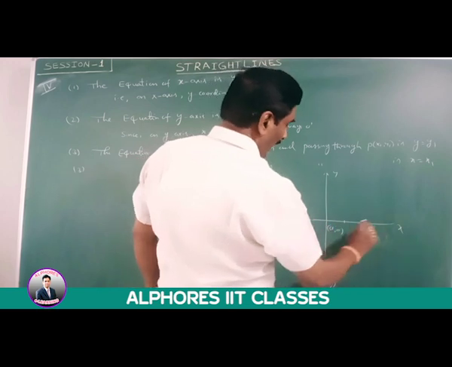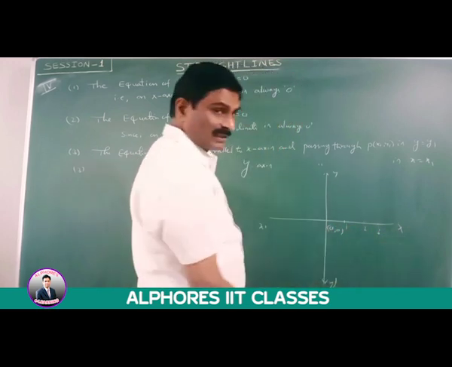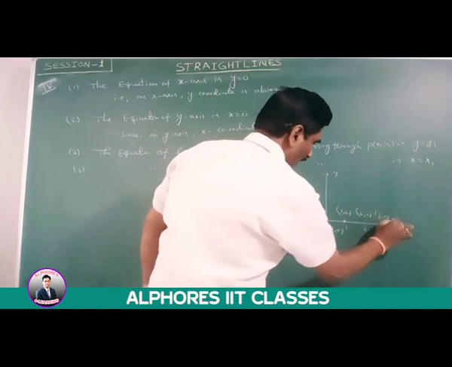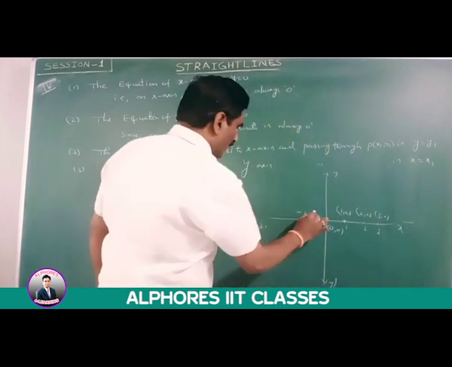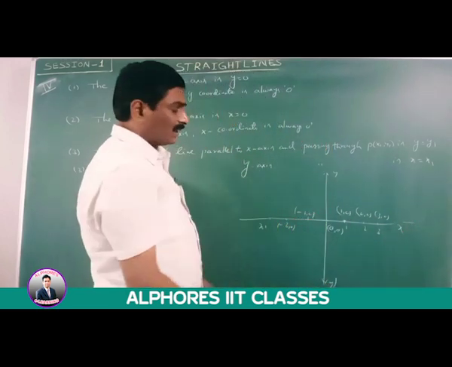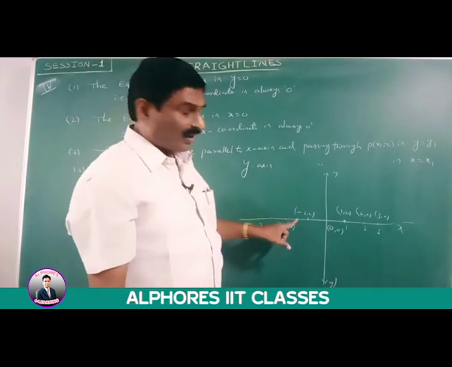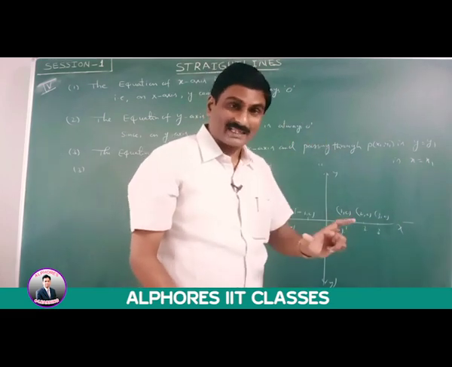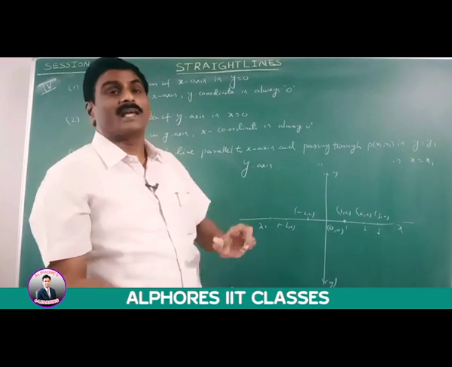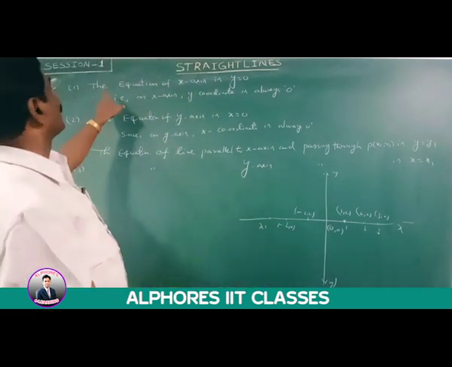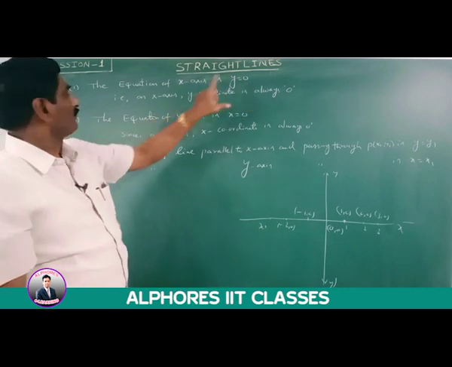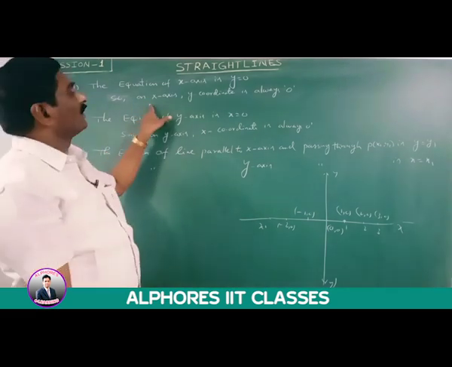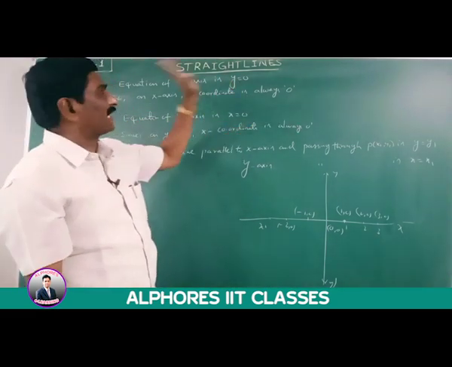Suppose the points on the x-axis are 1, 2, 3, and so on. What are the corresponding points? They are (1, 0), (2, 0), (3, 0), (4, 0), and so on. In this case, (-1, 0), (-2, 0), (-3, 0). Please observe these values. On the x-axis, all the y coordinate values must be 0. So the equation of the x-axis is y is equal to 0. Since on the x-axis the y coordinate is always 0, the equation is y is equal to 0.